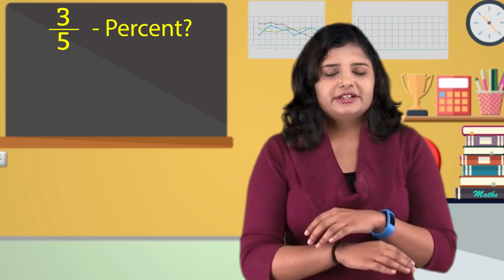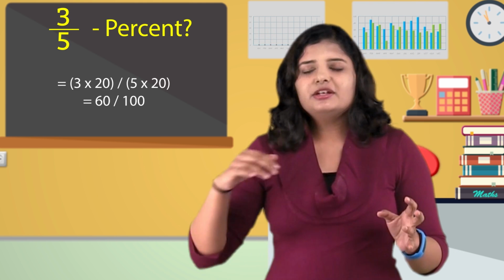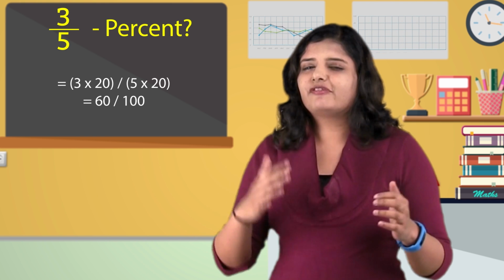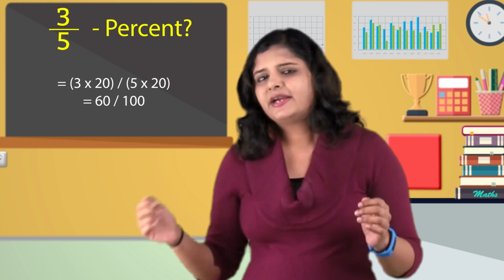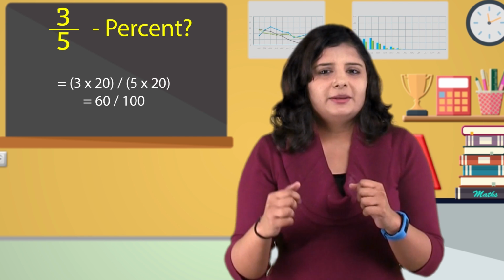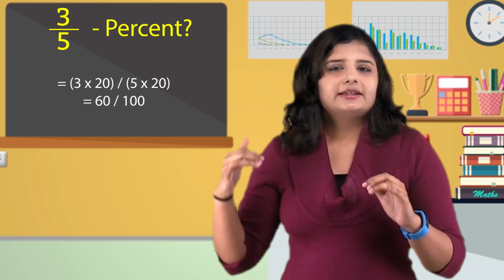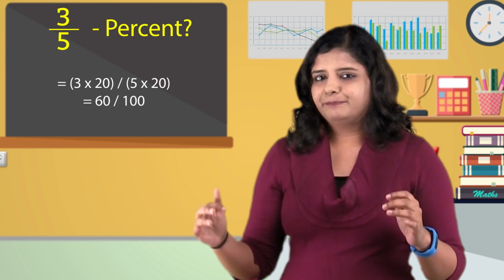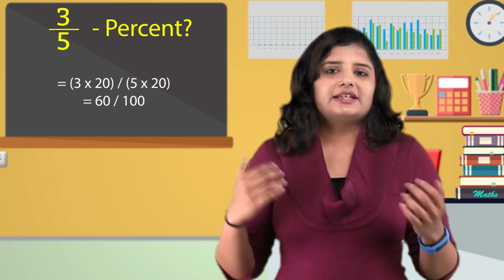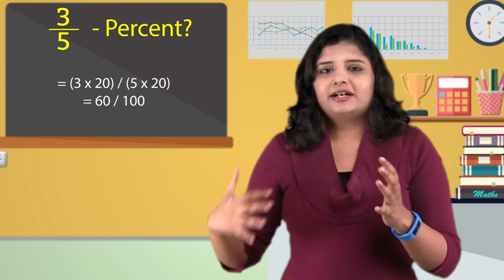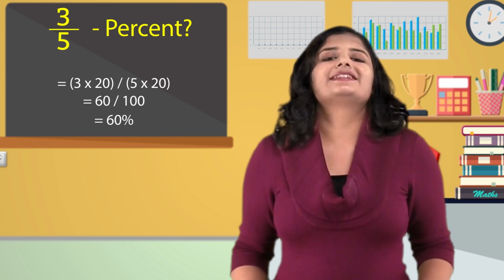To make the denominator 5 to 100, we can multiply it by 20 because 5 into 20 equals 100. So the fraction 3/5 becomes 3 into 20 divided by 5 into 20, that is 60/100. Now we know that 1/100 is the same as the percent, so 60/100 will simply be 60%.